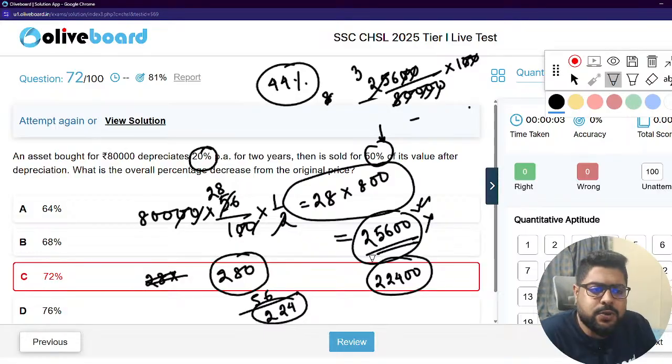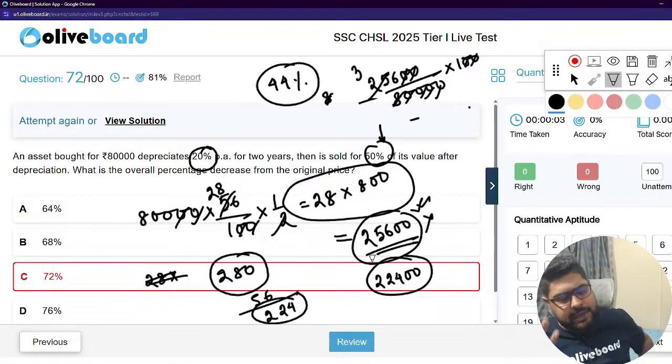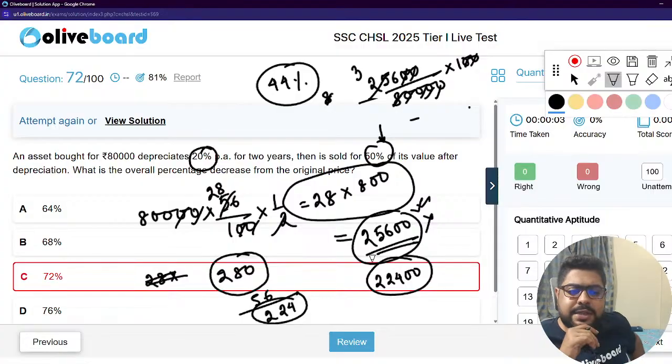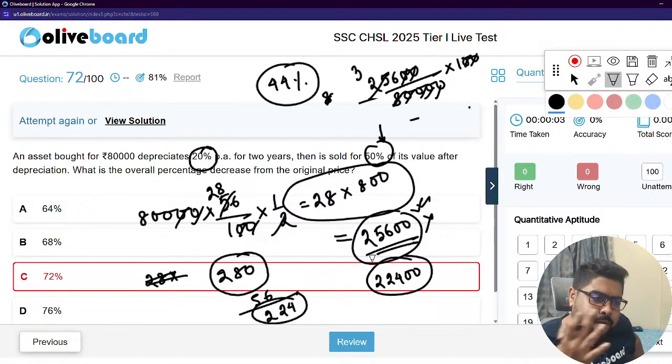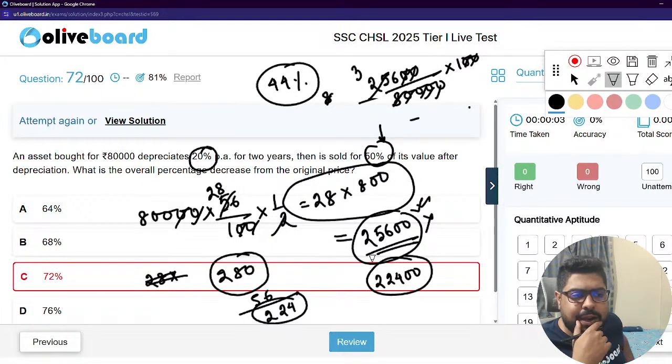80,000 depreciates 20% for 2 years, it has become 44% less. That means 56% is the current value. Then 50% of its value after depreciation. 50% means 1 by 2. So I cannot find any mistake here.